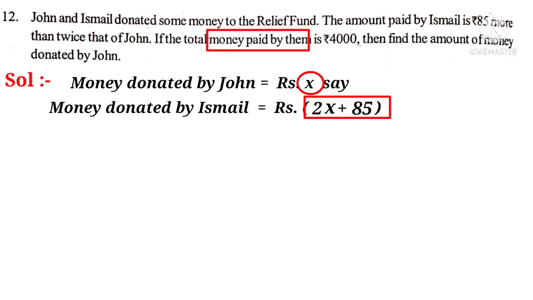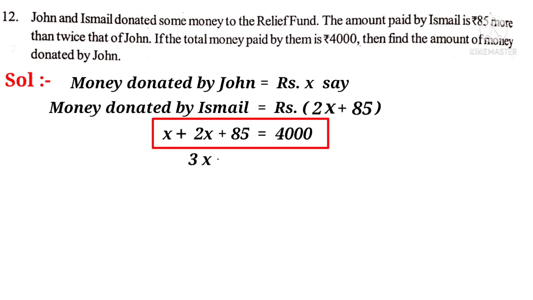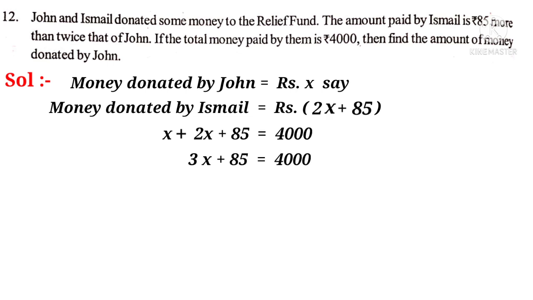Observe the words money paid by them. That means first x and then 2x plus 85. Total indicates the operation plus in between the amounts, and is 4000 rupees indicates equal to 4000 rupees. So this is the equation. Now 3x plus 85 is equal to 4000, because x plus 2x gives 3x.